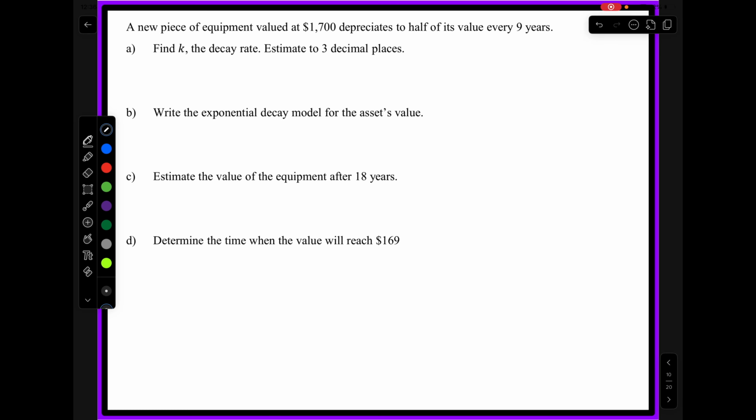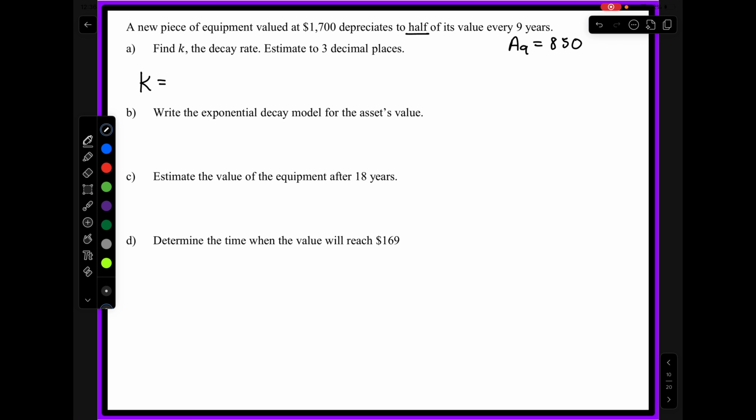So in this example, we have a piece of equipment valued at $1,700 and it's going to depreciate, which means it's going to decrease to half of its value every 9 years. So how are we going to figure out the value? Well, because it's going to become half, that means that in 9 years, the amount that we have is going to be half that value, which is $850.